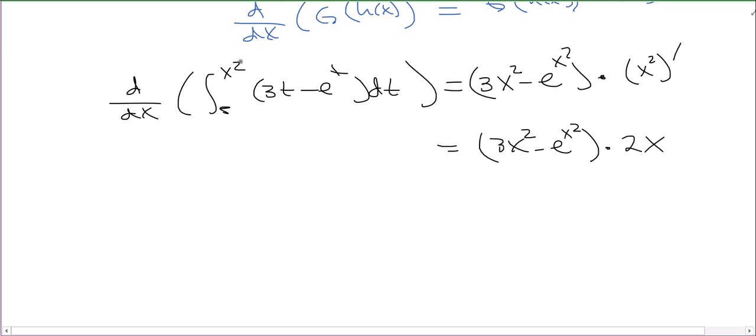So whatever you have in there, if it's not just x, you essentially do the same thing. You do your f of whatever that is, but then times the derivative of the exponent.